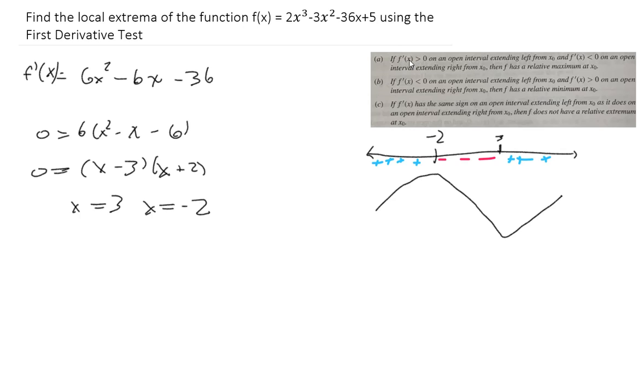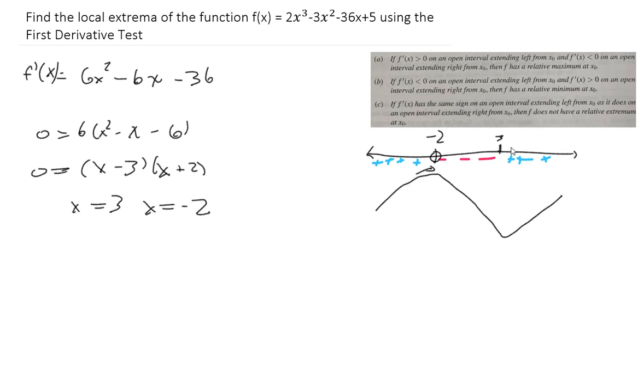So if f prime is positive on the left and negative on the right, we have a relative max. That means that x equals -2 is a relative max. And it makes sense because if you look, this is the highest point on our little graph here.